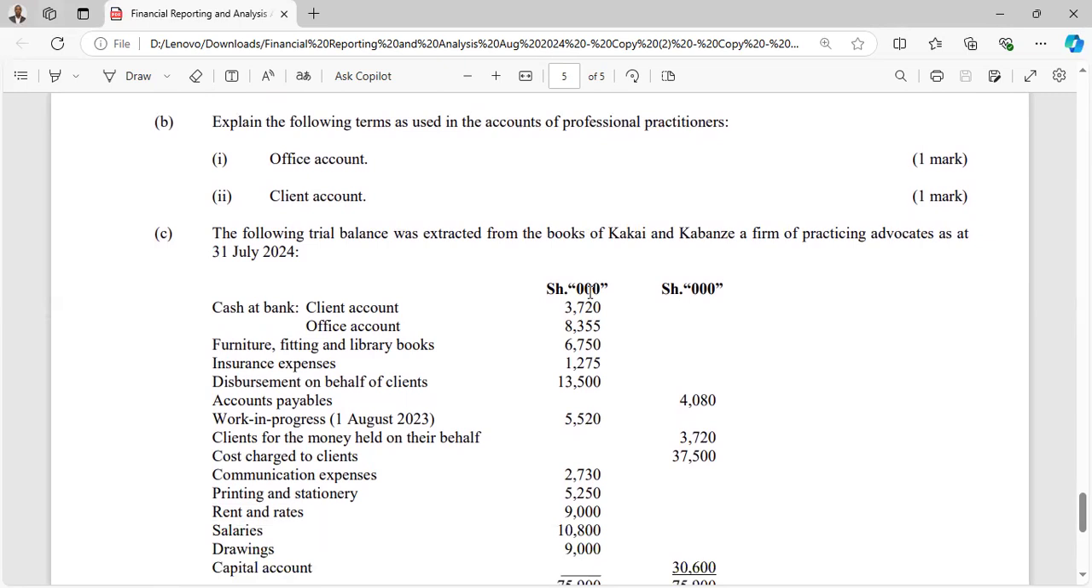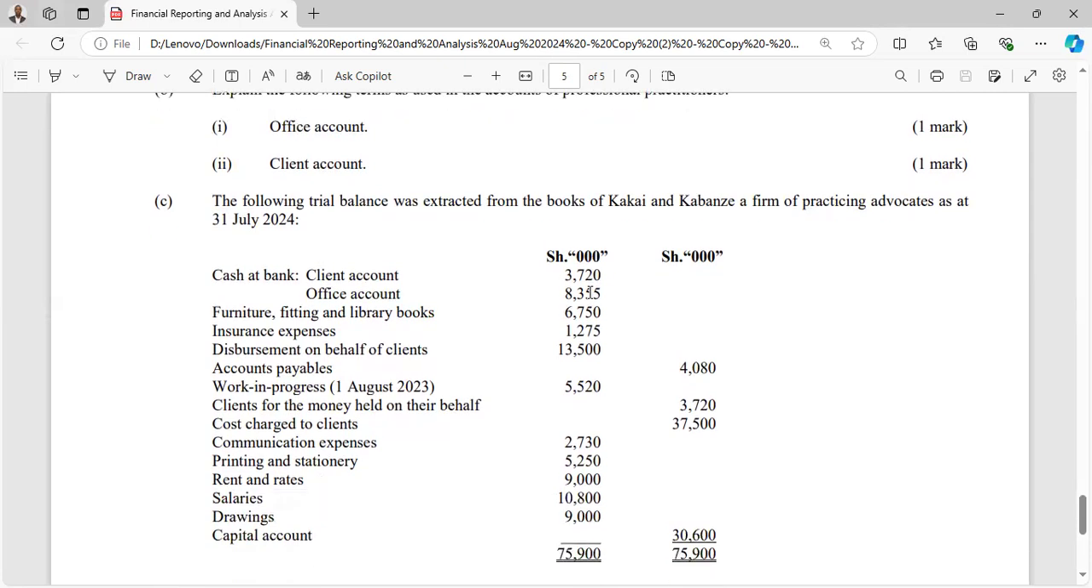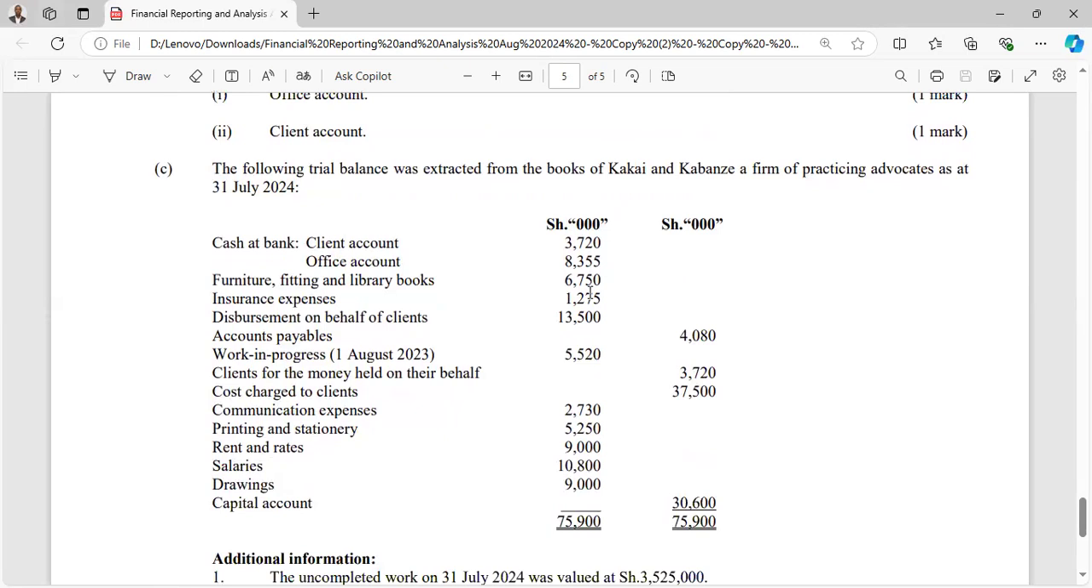The following trial balance was extracted from the books of Kakai and Kabase, a firm of practicing advocates, as at 31st July 2024. We have cash at bank for the clients and for the office, furniture fittings and library books. We talk about insurance expenses, disbursements on behalf of the client, accounts payable, work in progress. So you can see insurance is an expense.